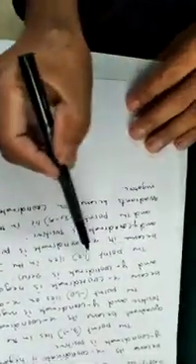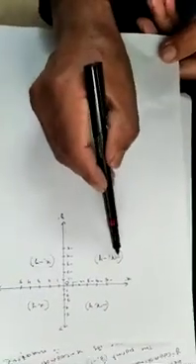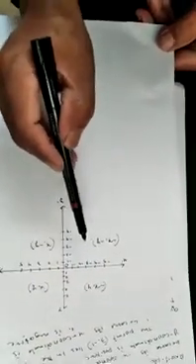Fourth point, we have the point (1, 2). It lies in the first quadrant because both its coordinates are positive. x positive and y positive will be in the first quadrant. And lastly, we have the point (-3, -5). It lies in the third quadrant because both coordinates are negative. Here x negative and y negative, so it will lie in the third quadrant.